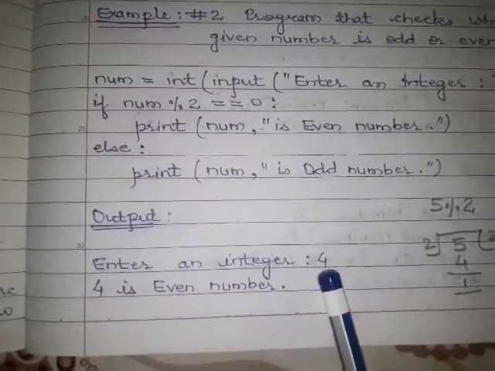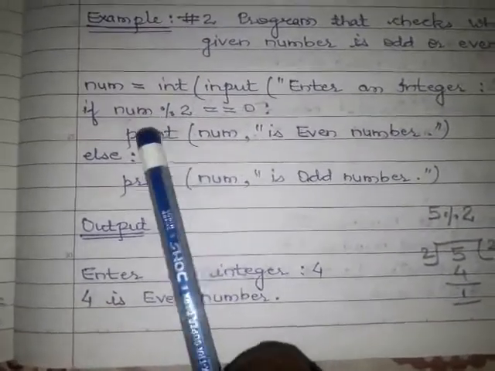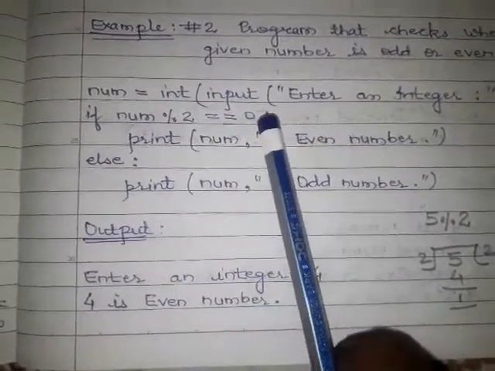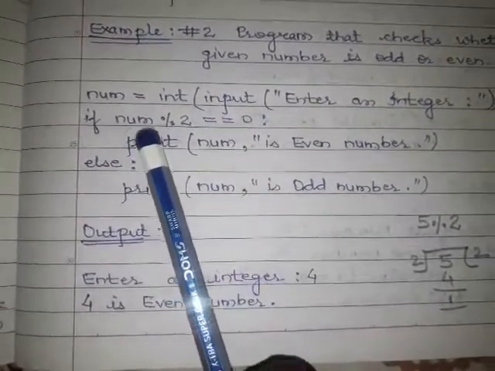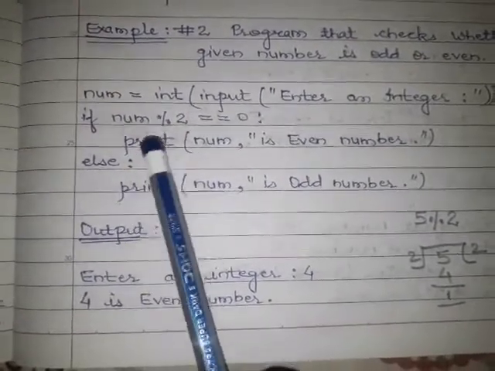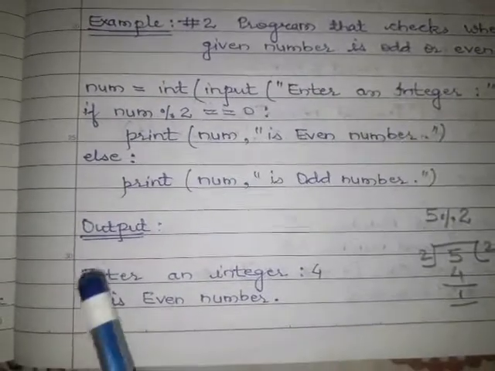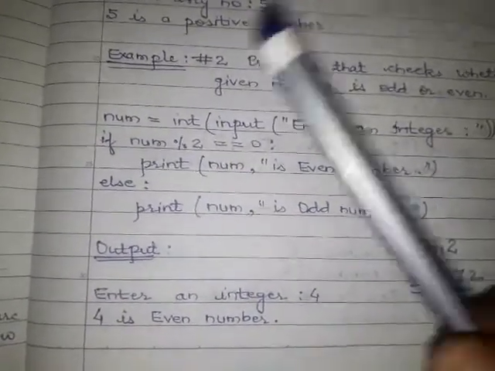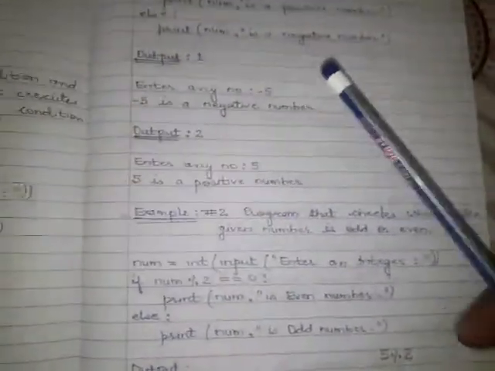Enter an integer: 4. 4 is our number. 4 modulo 2, 4 divided by 2, remainder is 0. Yes, remainder is 0. Then if this condition is true, this print statement is executed. This is not executed. So print 4 is even number. So this is the concept of the if else block. We have shown it with 2 examples.